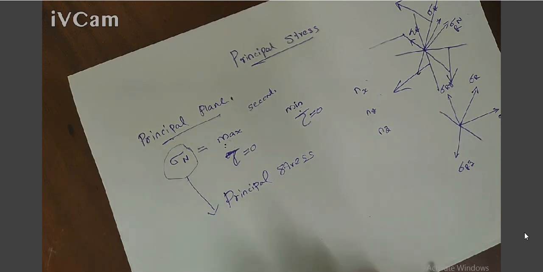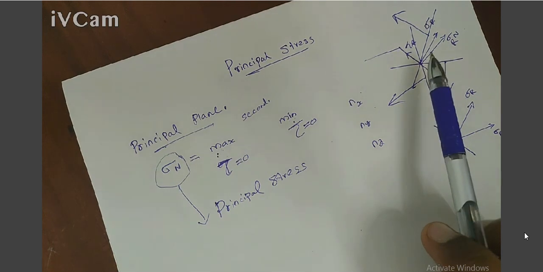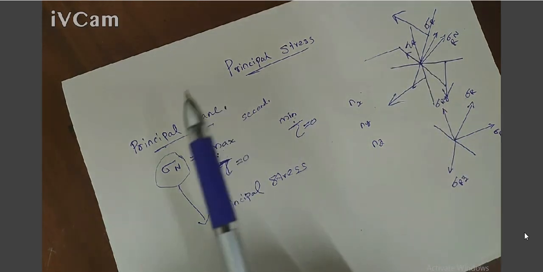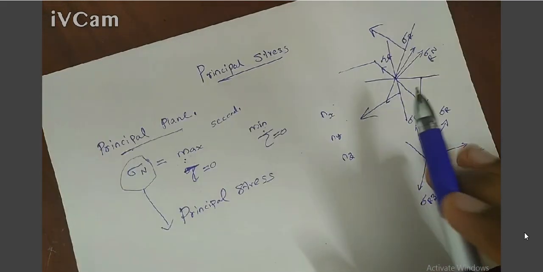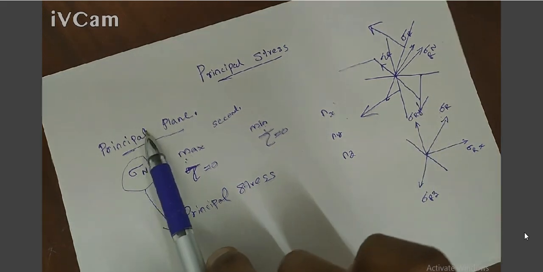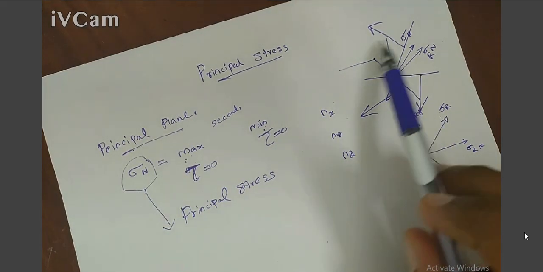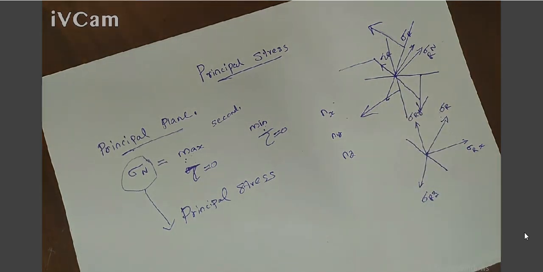So Cauchy's formula can be applied for any arbitrary plane. In the same way, we can apply Cauchy's formula for finding the principal stress also. Because using Cauchy's formula, we can calculate the normal stress on any plane, and the principal plane is one of the set of planes passing through that point. So we can use Cauchy's formula to calculate the principal stress also.